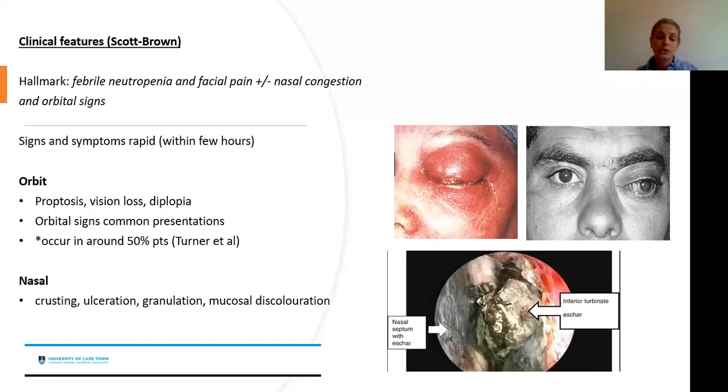And then, of course, you have the nasal presentations like crusting, ulceration, granulation tissue, and mucosal discoloration. And the crusting and granulation can involve either your inferior turbinate or your middle turbinate. And you get this eschar formation, as you can see in this image.